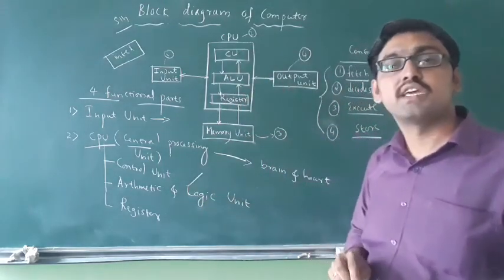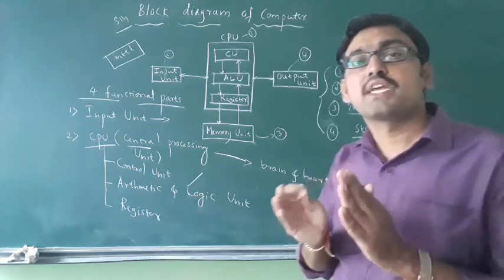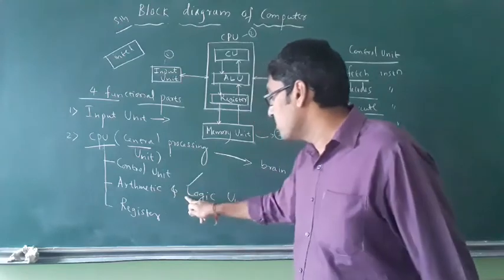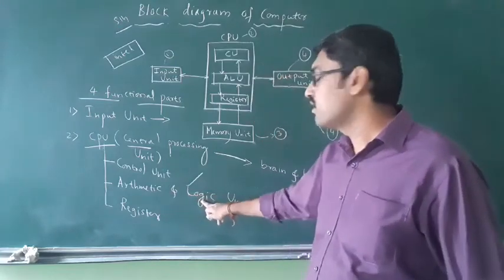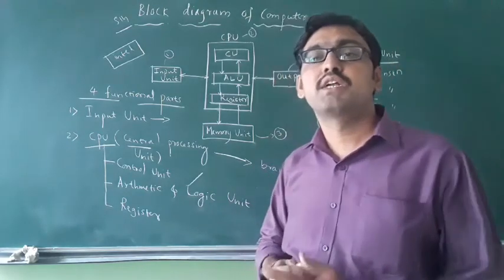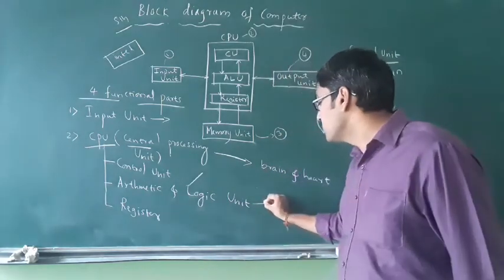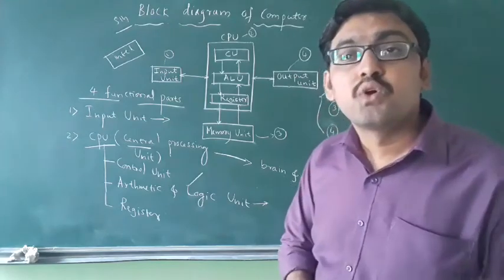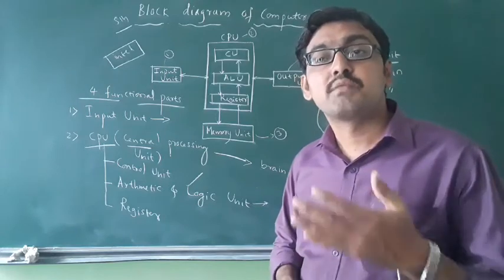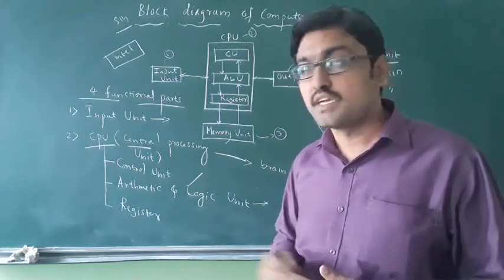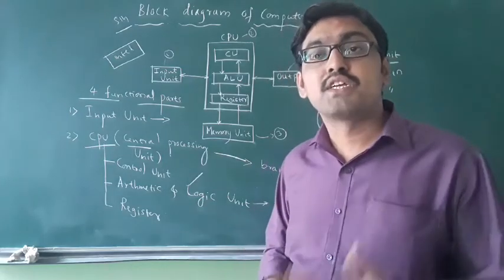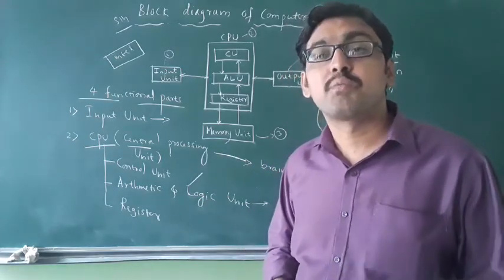Then after that they will ask you about the second part, the ALU. What does ALU mean? ALU means arithmetic and logical unit. This unit is used to calculate. It is used to perform arithmetic and logical operations, as the name implies. It performs operations like arithmetic operations and logical operations.